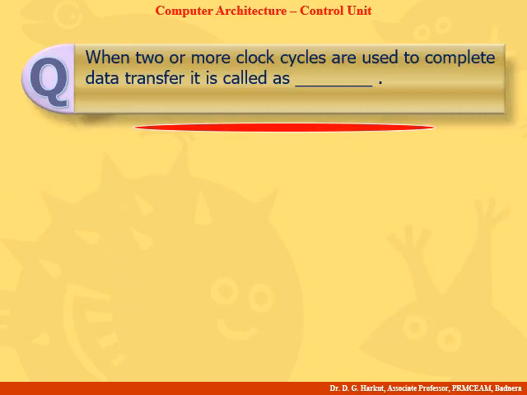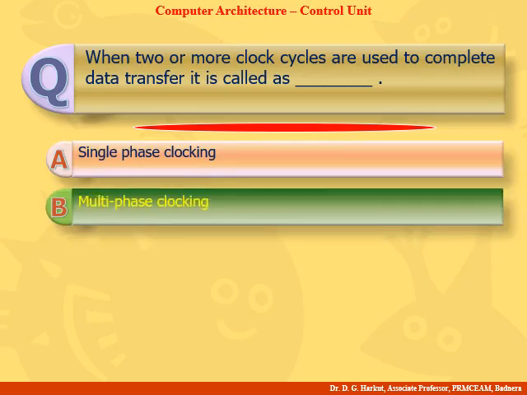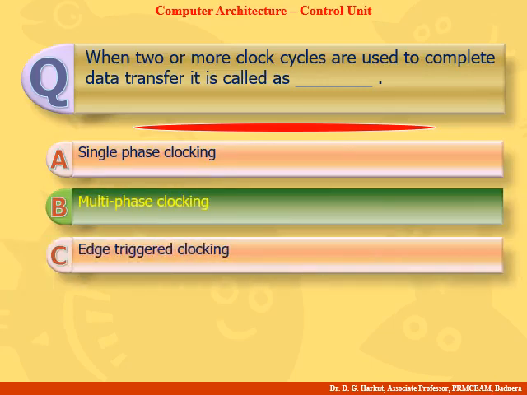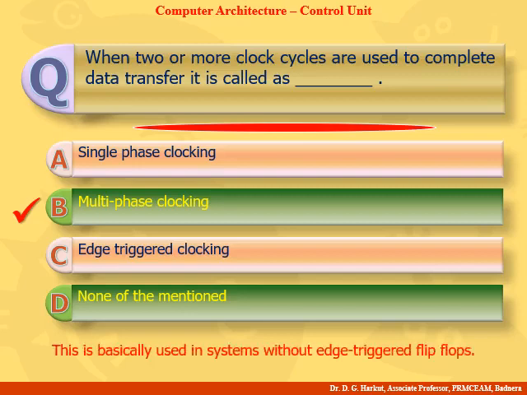Next, when two or more clock cycles are used to complete data transfer, it is called as: single phase clocking, multi-phase clocking, edge trigger clocking, or none of the mentioned. The answer is multi-phase clocking. This is basically used in systems without edge-triggered flip-flops.